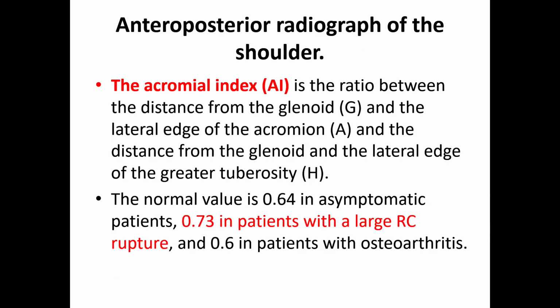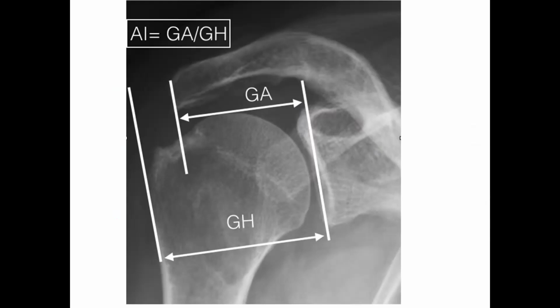We use the anteroposterior radiograph, and in it, most importantly, we check the acromial index. Now what is the acromial index? We draw a straight line from the superior greater tubercle to the inferior greater tubercle, so a straight line is drawn on the lateral surface of the humerus. Then the distance is measured between the glenoid line and the lateral humeral line, and that is known as the GH line.